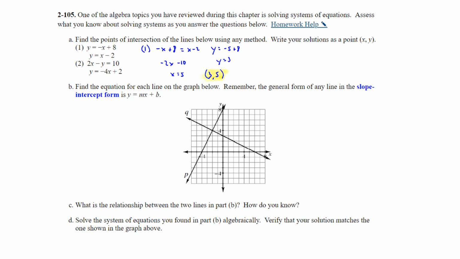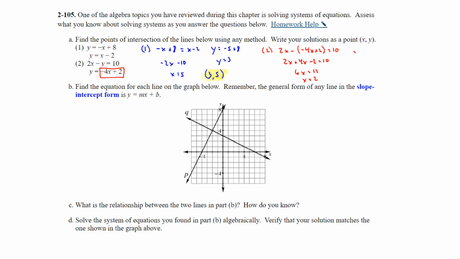On part 2 here, change colors. Part 2, now we can use substitution because since y is equal to an expression in the second one, I can substitute that back into the first one. So we get 2x minus what we're going to replace y with, which is negative 4x plus 2, is equal to 10. We'll distribute the negative, so it'll be 2x plus 4x minus 2 equals 10. 6x, add the 2 is 12, x is equal to 2.